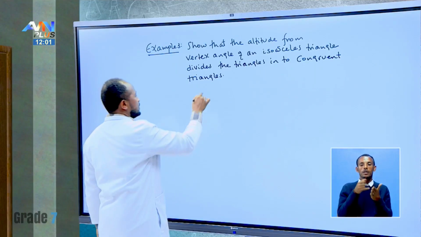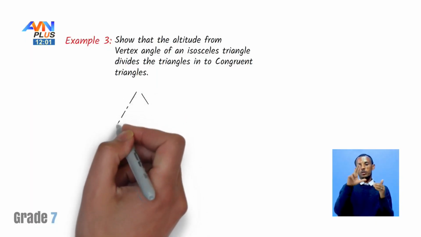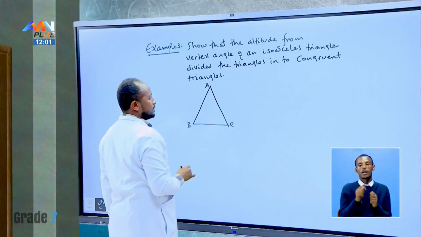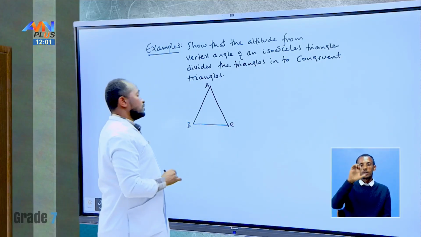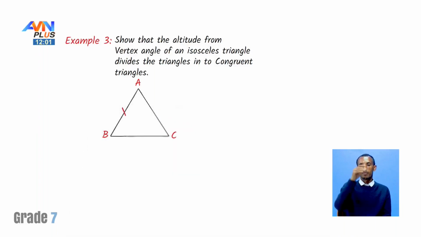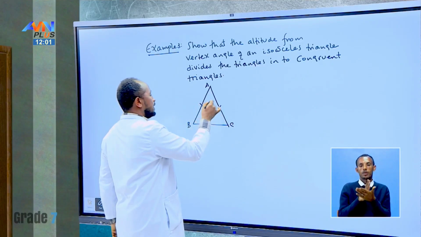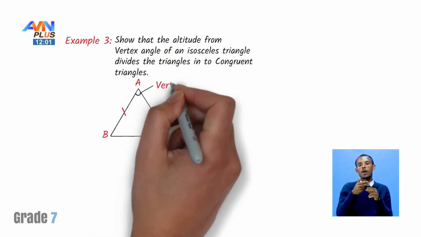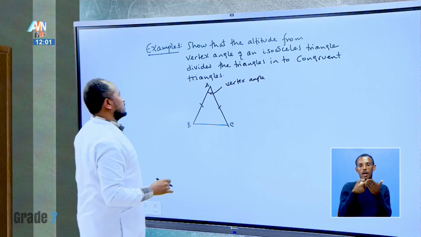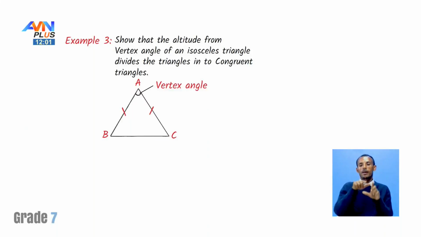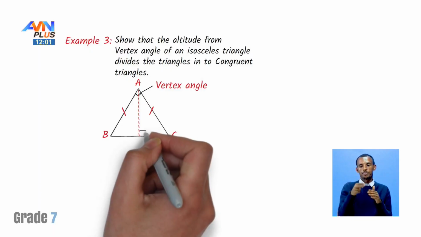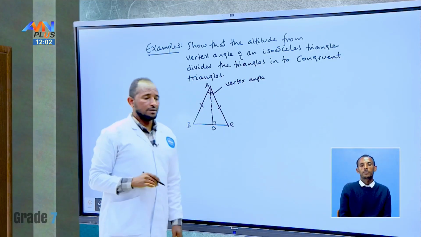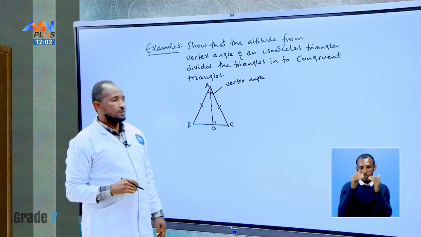Here it says you have an isosceles triangle ABC. You know that in an isosceles triangle, the two sides are congruent. So these two sides are congruent, and the angle formed between the two congruent sides is called the vertex angle. The question here is an altitude from the vertex angle. Altitude is perpendicular to the base. So this altitude divides the triangle into two congruent triangles. Show this. This is the question.